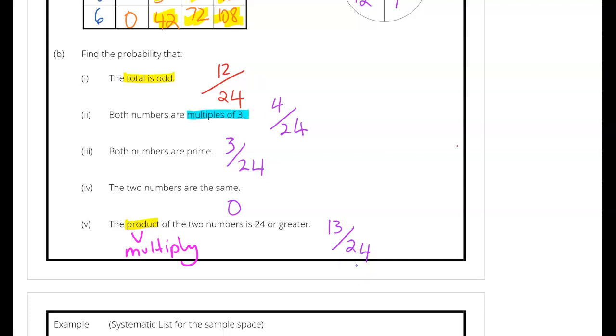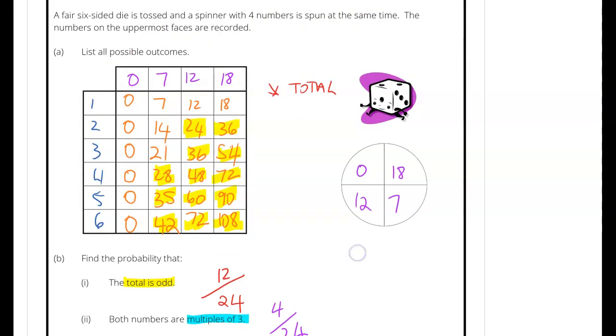All right, so that's a really quick recap of sample space where you've got 2 events occurring and we're doing a grid or an array. So we use the grid here for totals. We just did it here for multiplication. And we also did it by listing the pairs.